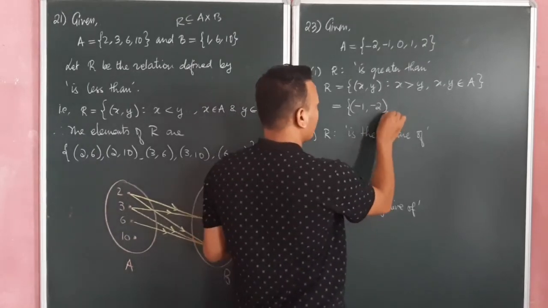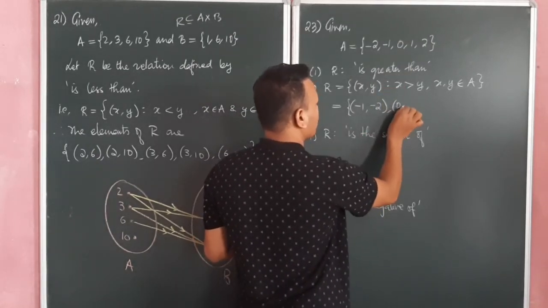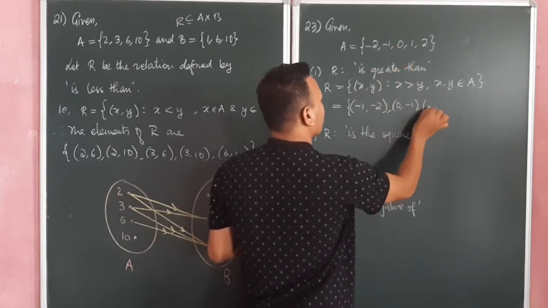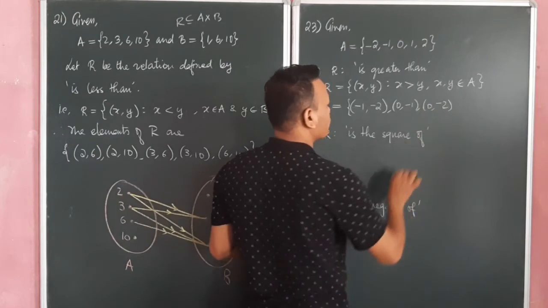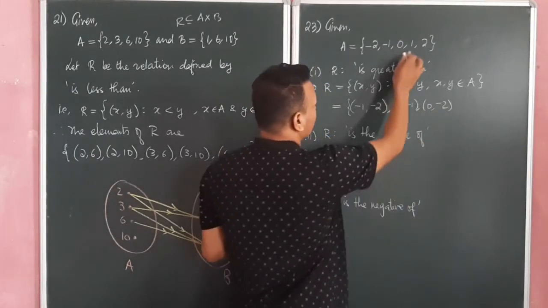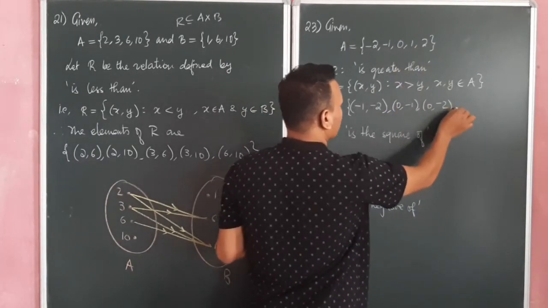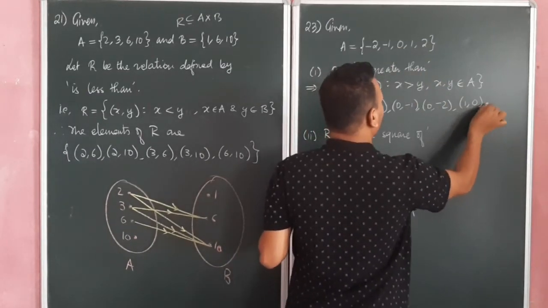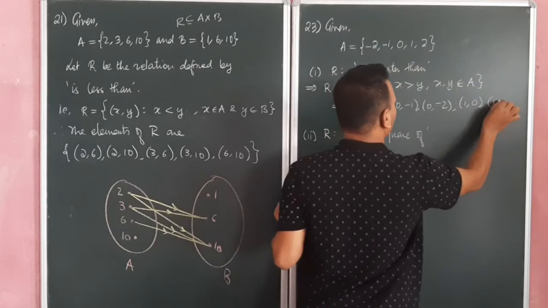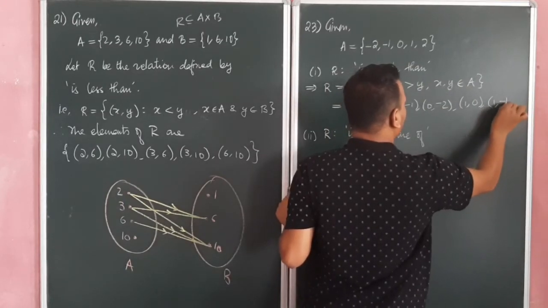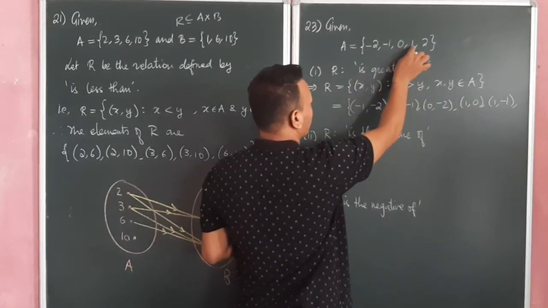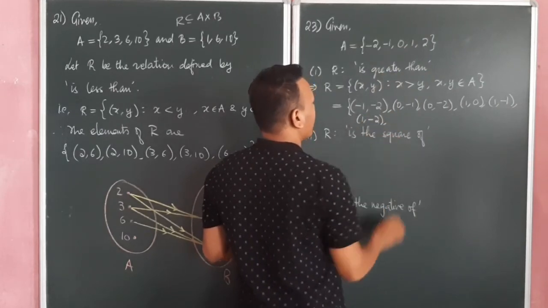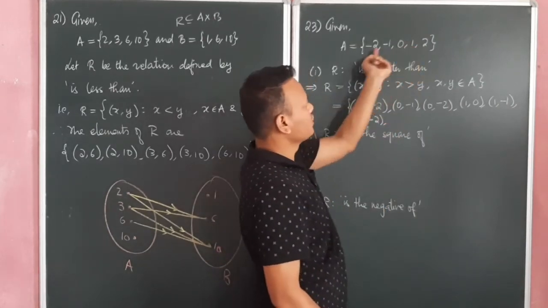The next value is 0. The numbers less than 0 are minus 1 and minus 2. So minus 1, 0, minus 2 will also come here. Next is 1. So we have 1 comma 0, 1 comma minus 1, and next will be 1 comma minus 2, isn't it? And next is 2, and all these numbers are less than 2.